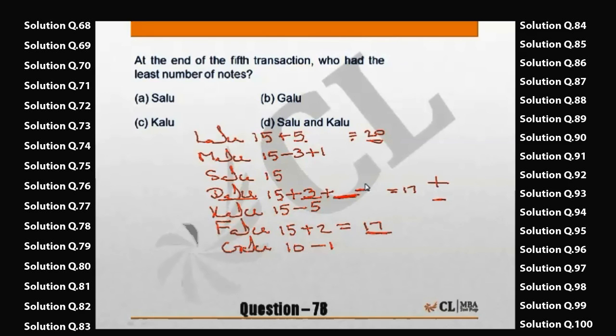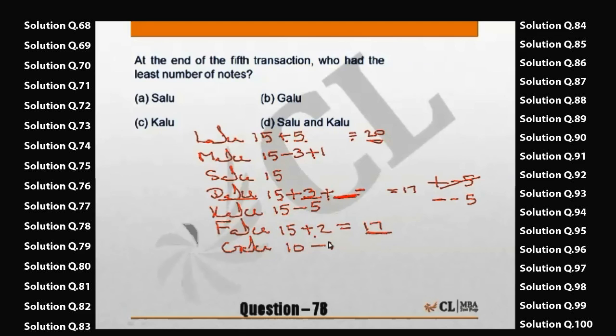Now condition number 7 is, there were 5 transactions in all. Alright? So these 5 transactions will give rise to 5 pluses and 5 minuses. So let's count how many pluses and minuses we have already put. 1 plus here, second plus, third plus, fourth plus, and fifth plus against Falu's name. So we have already taken care of all the 5 pluses. So we cannot put any plus anywhere now.